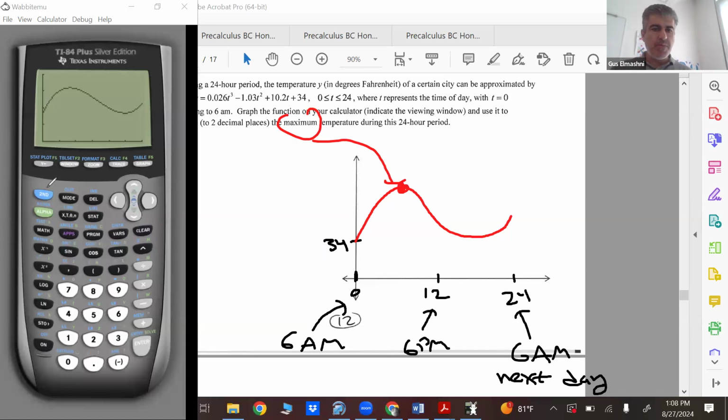And let's find it. Very simple. Now you guys know: second trace, option 4. Move that cursor a little bit to the left of where you feel the peak's going to hit. Hit enter. Now it's falling again. A little bit to the right of wherever you feel that peak's going to be. Hit enter. Sweet. So it happens at 6.6, and the temperature is 63.93 degrees, or roughly 64 degrees Fahrenheit.